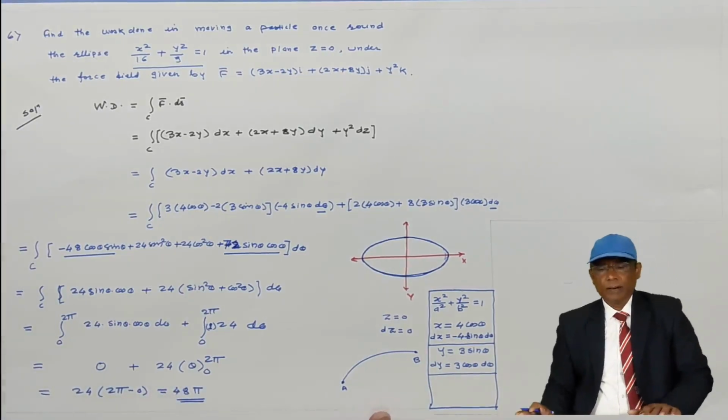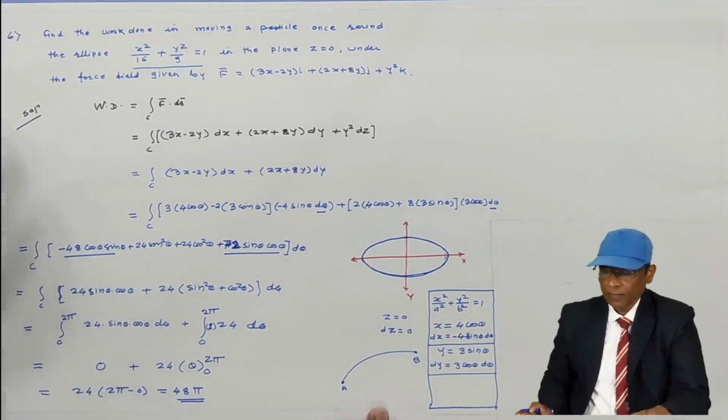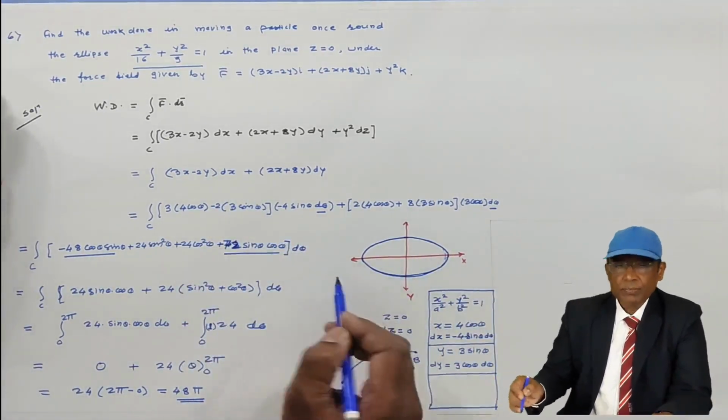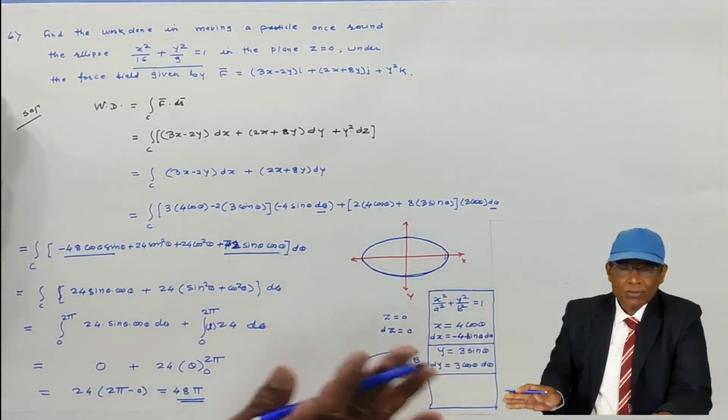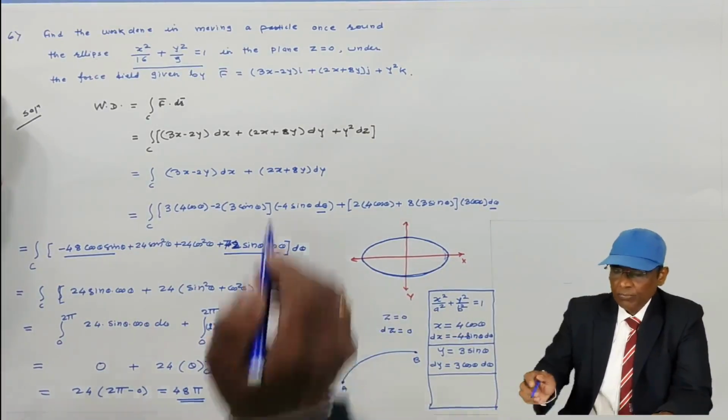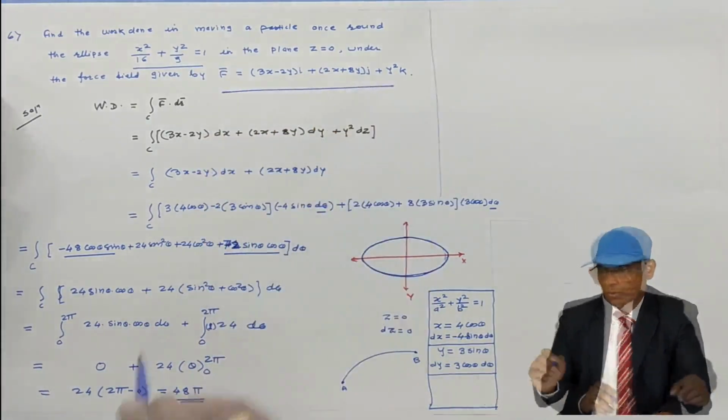This is the work done in moving a particle once round the ellipse in the plane z equal to 0, under the force field.